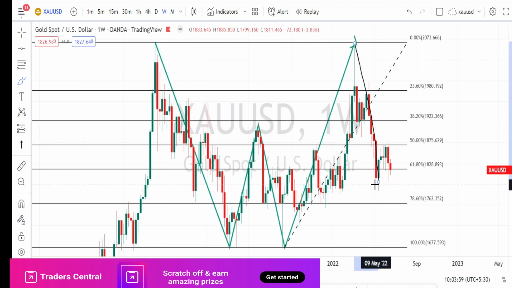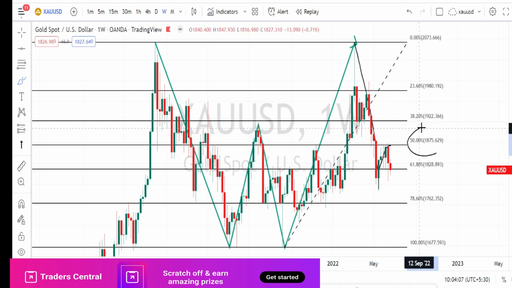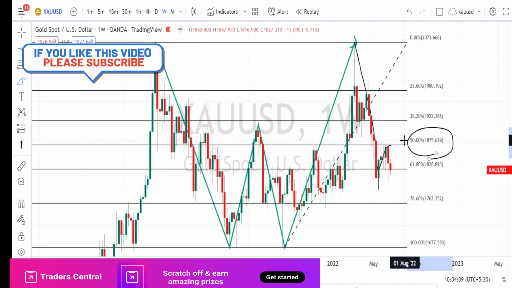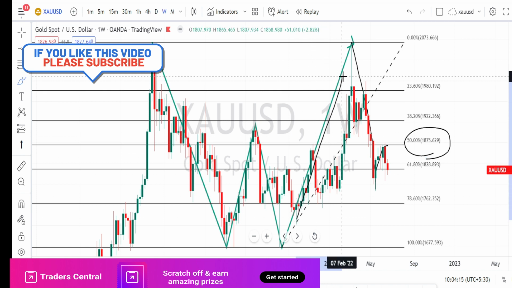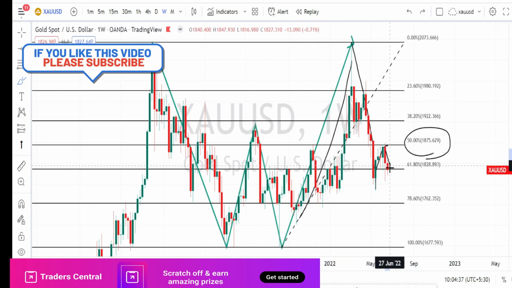Then it took support around the support level of 1785. Then it bounced back on the bullish trend reversal, and we can notice that it has found resistance around the 50% of this bullish trend. And now we are noticing the price to continue its bearish trend reversal.